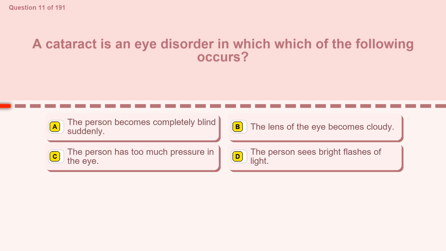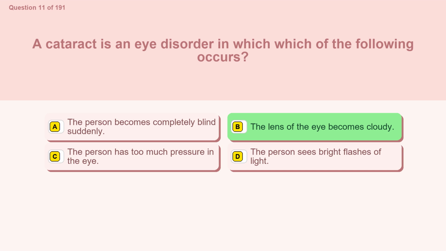Question 11. A cataract is an eye disorder in which of the following occurs? Option A. The person becomes completely blind suddenly. Option B. The lens of the eye becomes cloudy. Option C. The person has too much pressure in the eye. Option D. The person sees bright flashes of light.